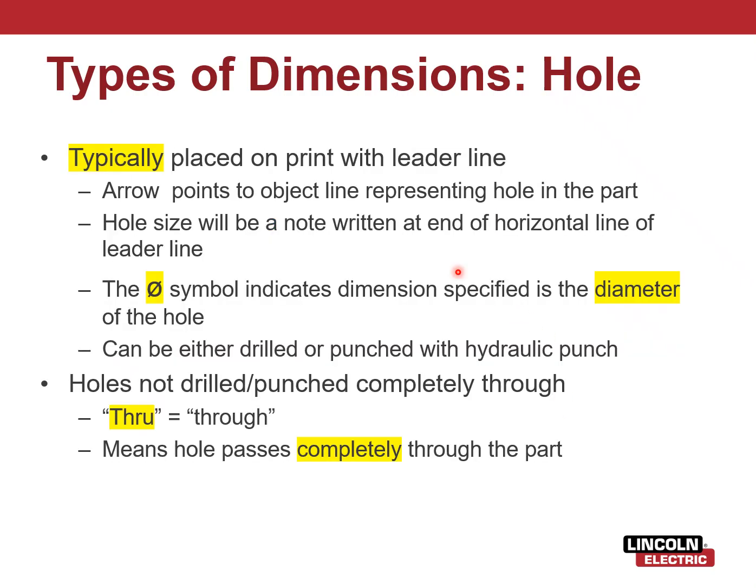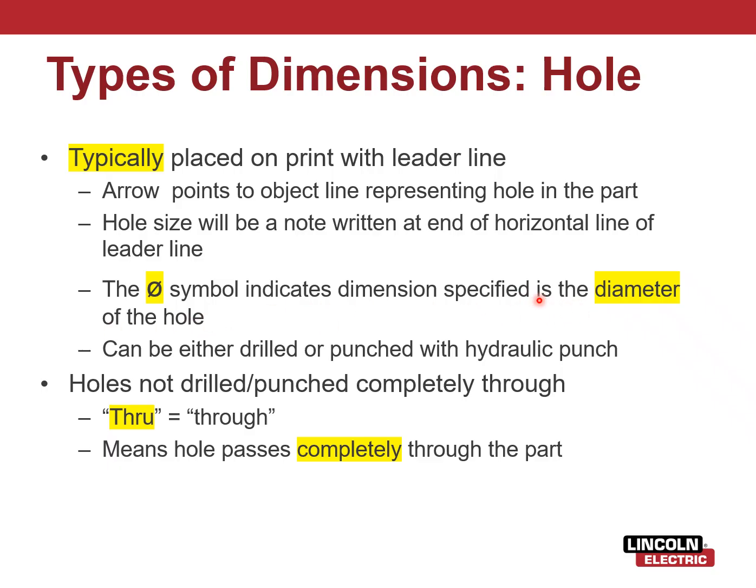So hole dimensioning is typically placed on a print with a leader line. The arrow points to the object line representing the hole in the part. The hole size will be a note written at the end of a horizontal line or of the leader line. And this is the diameter symbol. It's a little confusing because for radius we have an R, and for diameter you've got an O with a strike, but this is the symbol for a diameter. The symbol indicates the dimension specified is the diameter of the hole.